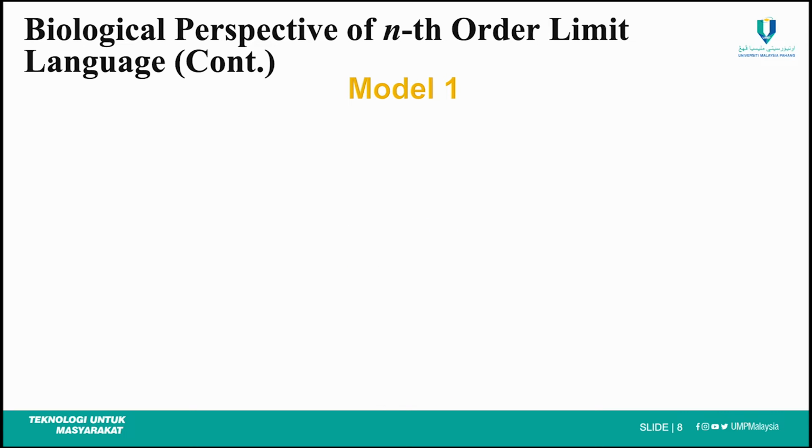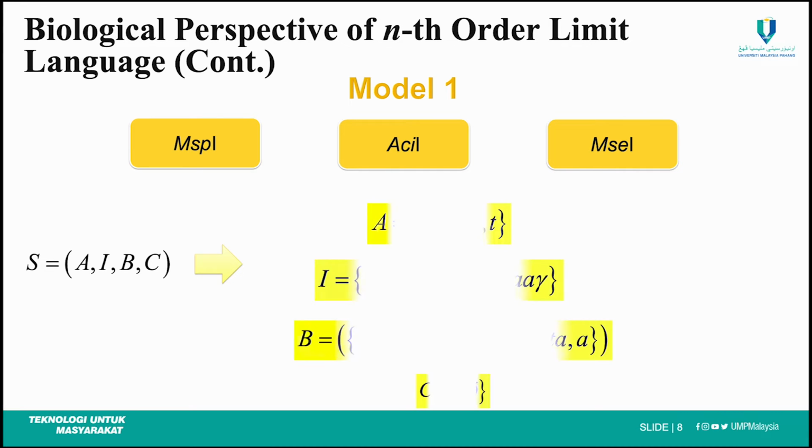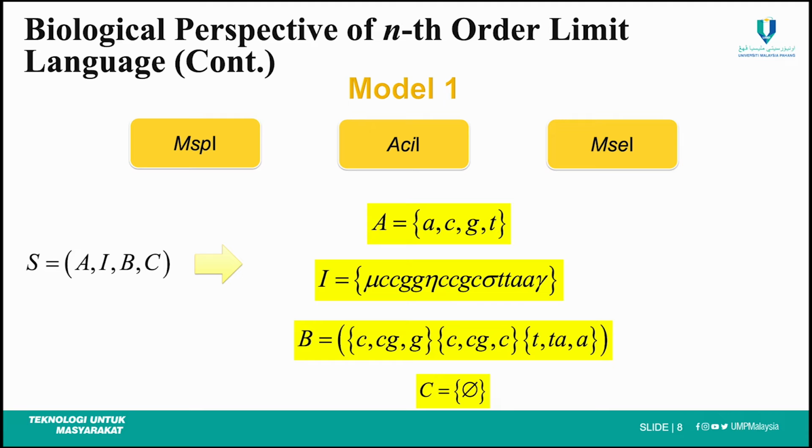Now, let me explain the result we get from the experiment based on Model 1. Model 1 uses 3 restriction enzymes, and the splicing system is modeled as follows, where we have a set of alphabet A, a set of initial string I, and a set of rules B. Meanwhile, we denote C as an empty set.